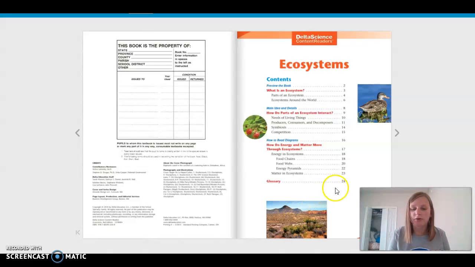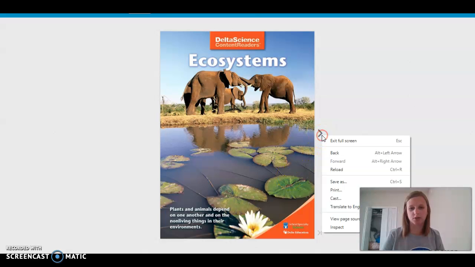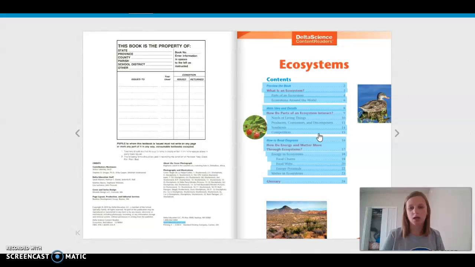Hey guys, we are going to be starting a new unit in science and it's all about ecosystems. So today we're just going to read a little bit about what specifically is an ecosystem. This is what our Delta Science Reader looks like. It's called Ecosystems. It says plants and animals depend on one another and on the non-living things in their environment. All right, let's go ahead and turn the page and look at the table of contents.